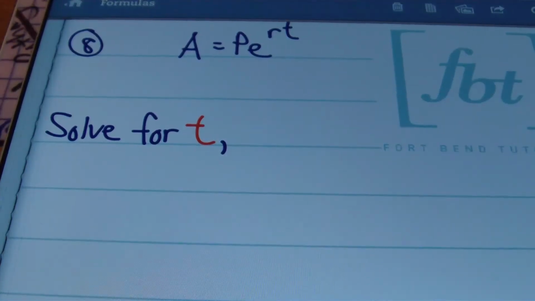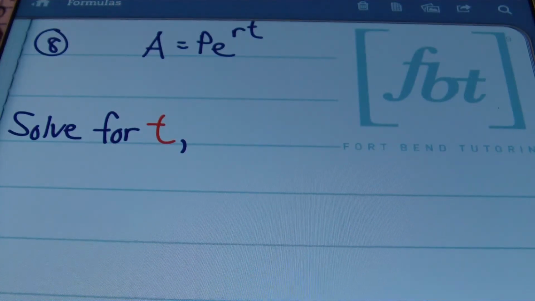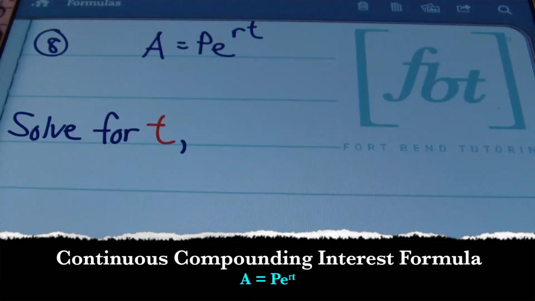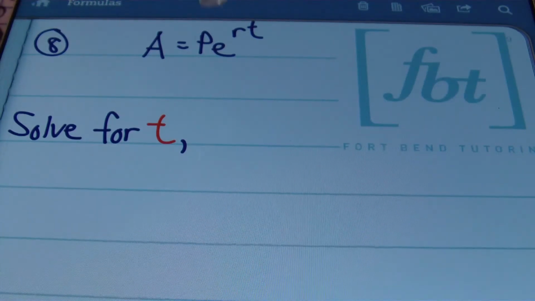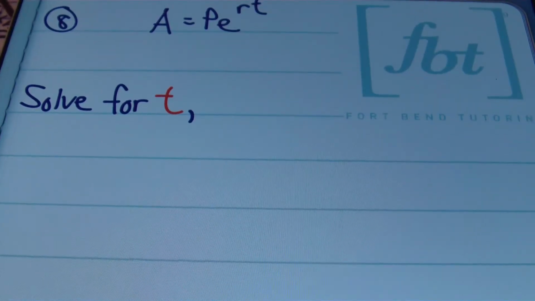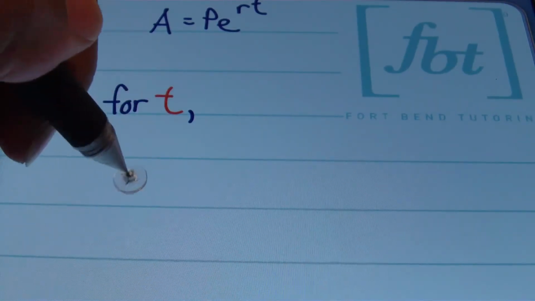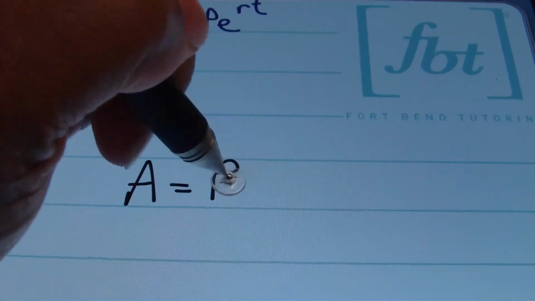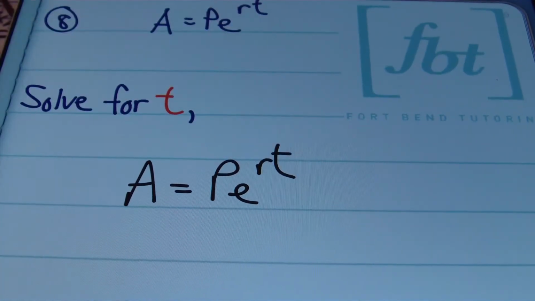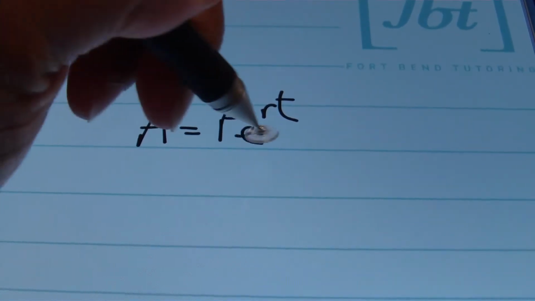All right, here we have problem number 8, which deals with population growth, the formula for population growth. It is also a formula that is used with continuously compounding interest. We have the amount in the account is equivalent to the principal times e to the r, which is the rate, times t, which is the time. And they want us to solve for t here. That's right. So in solving for t in this formula, I'll start by rewriting my formula as A equals P e to the rt, and then I'll divide both sides by P.